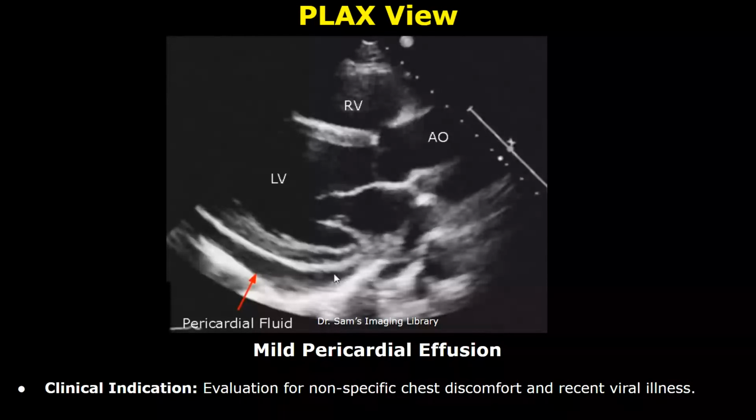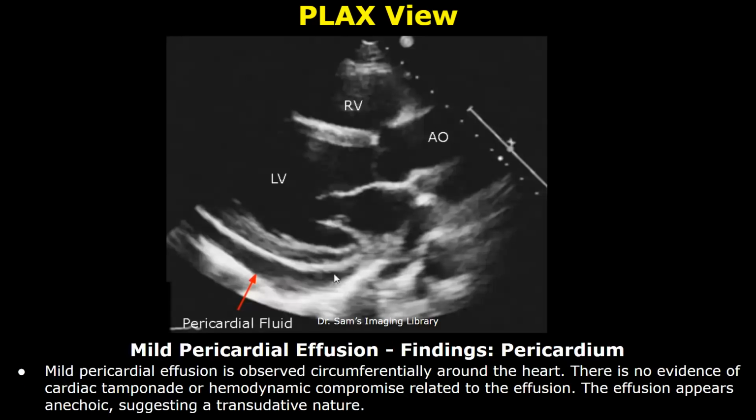Now we move on to mild pericardial effusion. Clinical indication is evaluation for non-specific chest discomfort and recent viral illness. These are the findings of the pericardium.